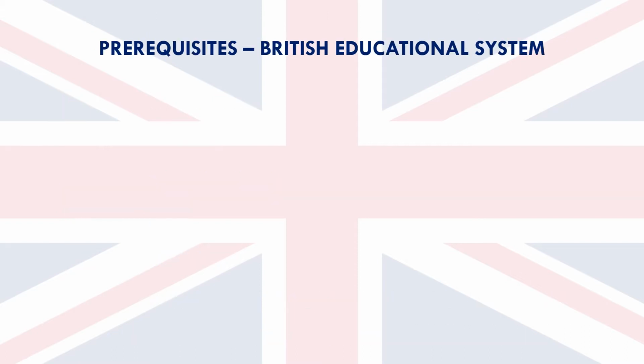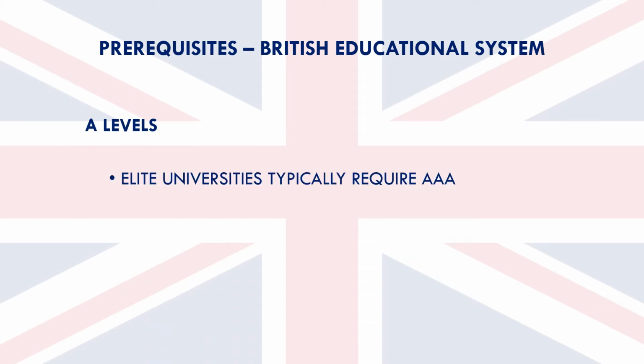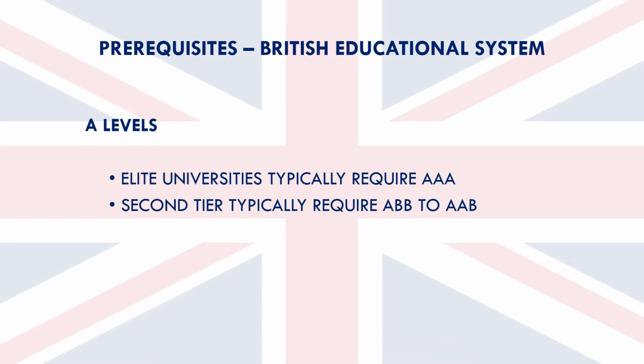UK universities require students educated in the British educational system to have A levels. Elite universities, such as Oxford and Cambridge, typically require students to have 3 subjects, all A's. Second-tier universities typically require students to have 3 subjects from ABB to AAB. Second-tier universities include the University of Birmingham and the University of Glasgow.